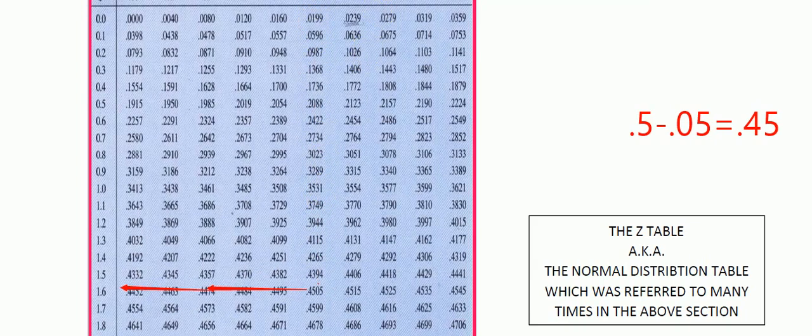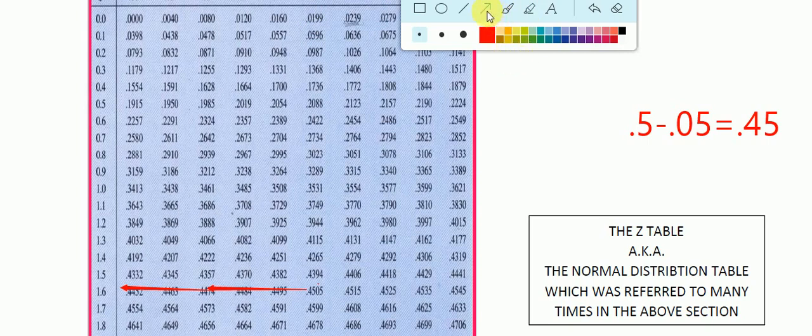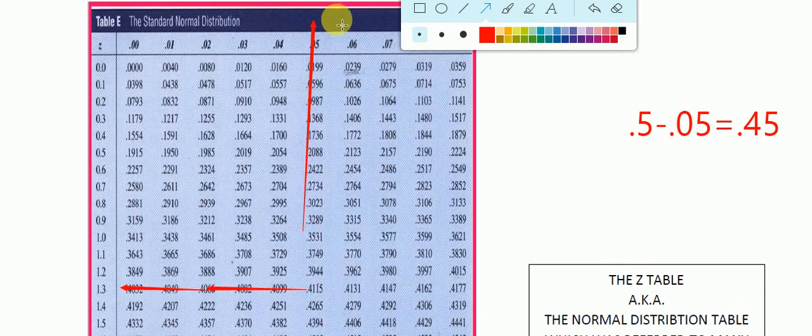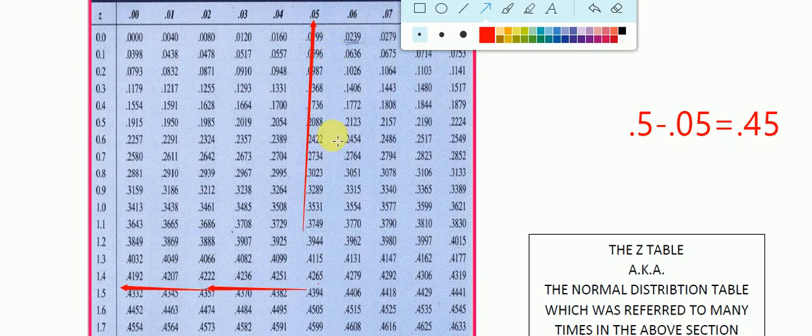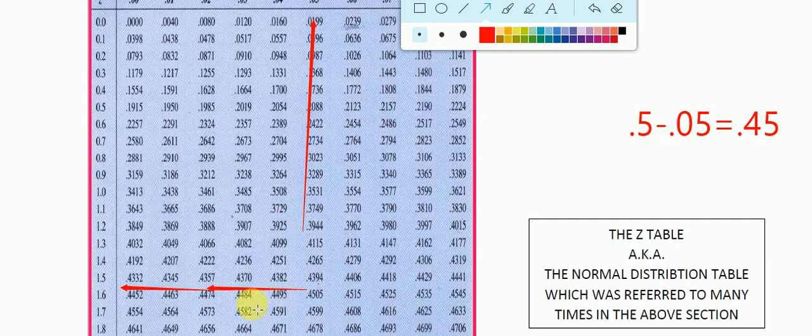Okay, so here we have 1.6, and then we have 5. So the value is 1.65.